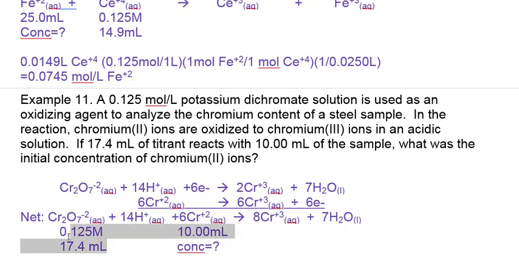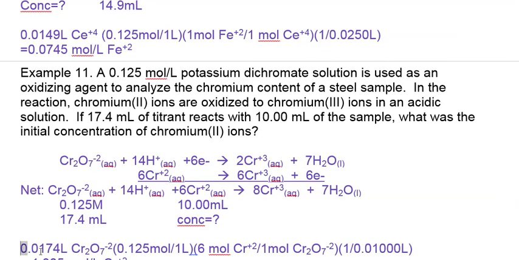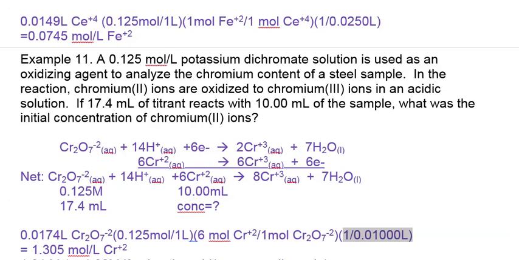So we do have enough information about our dichromate, so concentration times volume to get our moles. Then we can use our mole ratio, 1 to 6. Actually 6 to 1 because we've got to put the chromium on top. And then again we're looking for concentration, so we can divide by that volume. So concentration times volume to get our moles, mole ratio, convert to the units that we want. So this one works out to 1.305 before we round it.